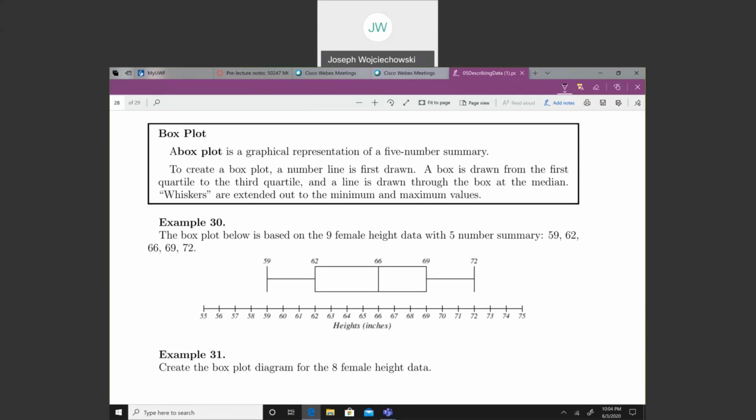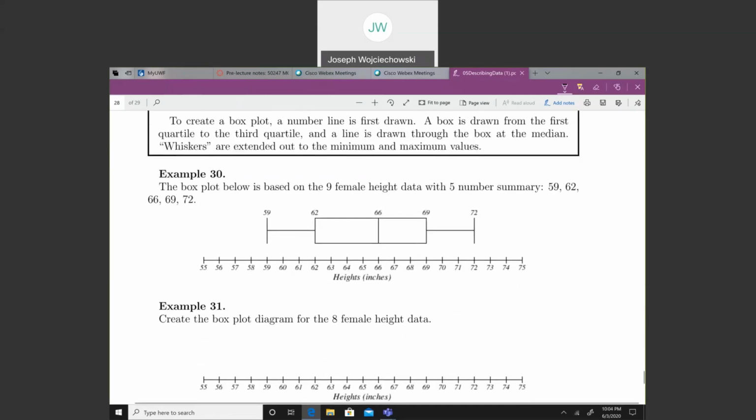So this is what our box plot for the 9 female height data is. So here is our minimum value. We have a whisker out to that. Here is our maximum value. We have a whisker out to that. This is Q1 and this is Q3 and this is the median.